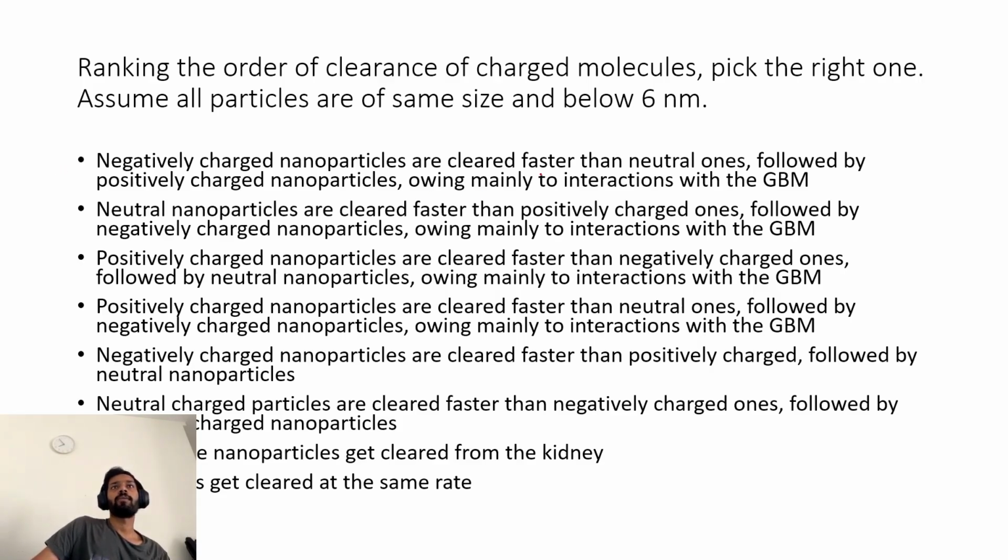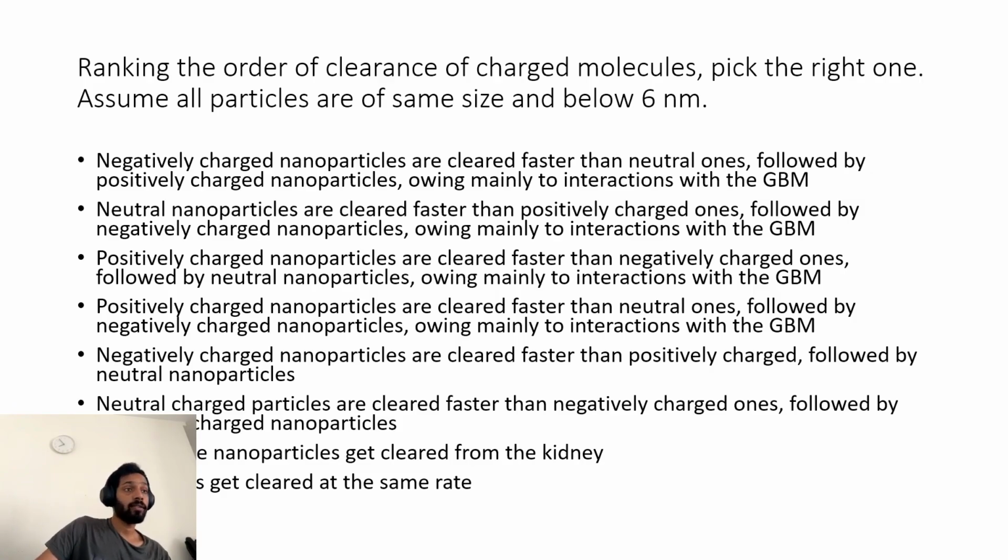So negatively charged nanoparticles are cleared faster than neutral ones, followed by positively charged nanoparticles, owing mainly to interactions with GBM. Neutral particles are cleared fastest than positively charged ones, followed by negatively charged particles. Positively charged particles are cleared first, followed by negatively charged, and then neutral. Or positively charged particles are cleared first, followed by neutral ones, and then negatively charged. Or negatively charged particles are cleared faster, followed by positively charged and then neutral, or neutral charged particles are cleared faster than negatively charged ones, followed by ultimately positively charged ones.